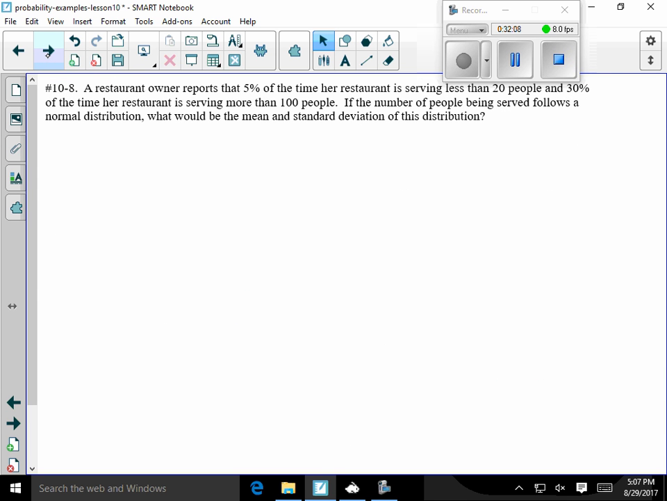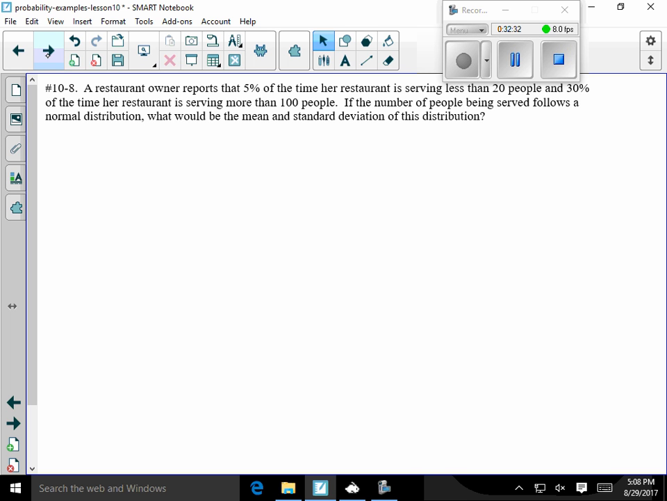There's 2 more. This one says, a restaurant owner reports that 5% of the time her restaurant is serving less than 20 people, and 30% of the time her restaurant is serving more than 100 people. If the number of people being served follows a normal distribution, what would the mean and standard deviation be for this distribution? So pause the video and give this one a try.